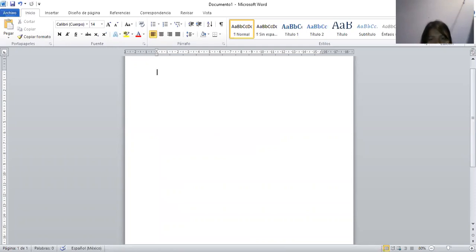Okay, very good. Well, in Spanish, these two verbs are the same when you translate them, but in English, they are different. So, speak.